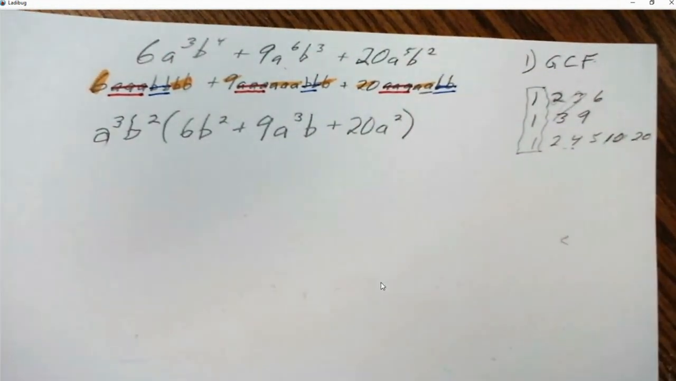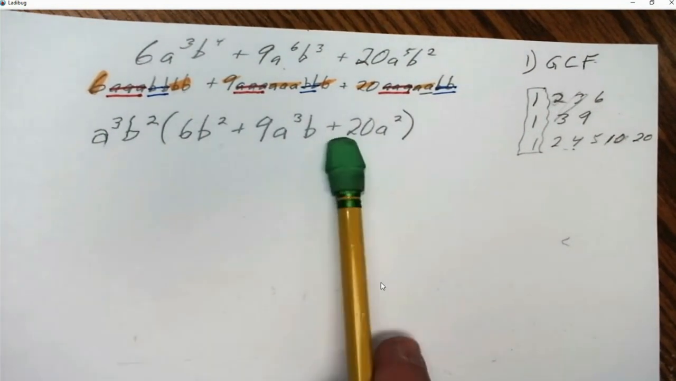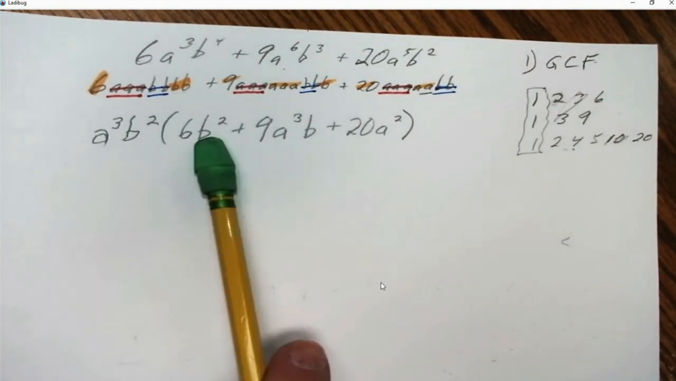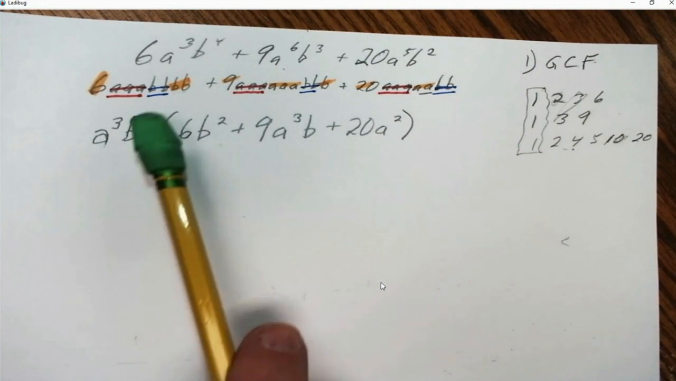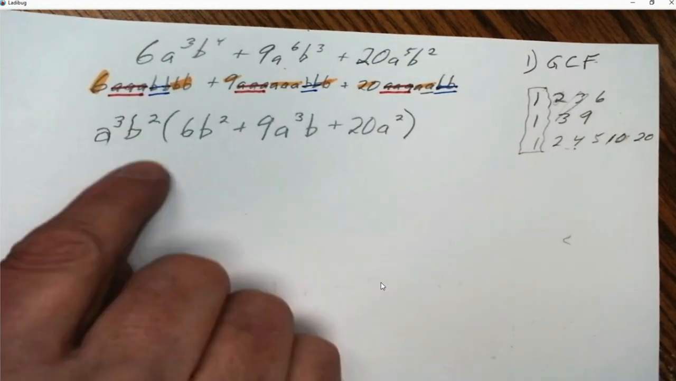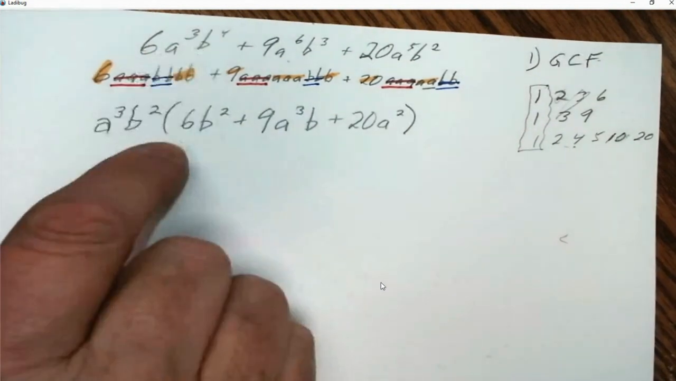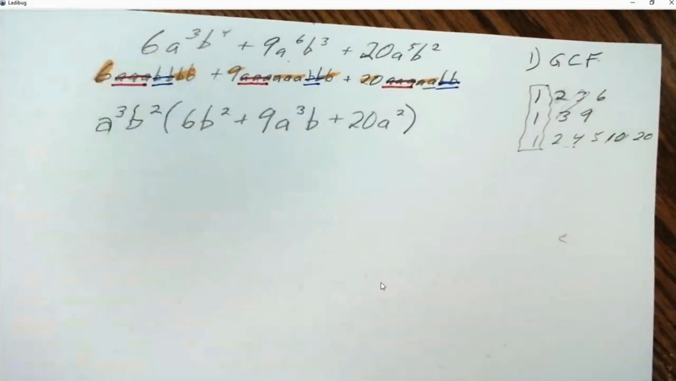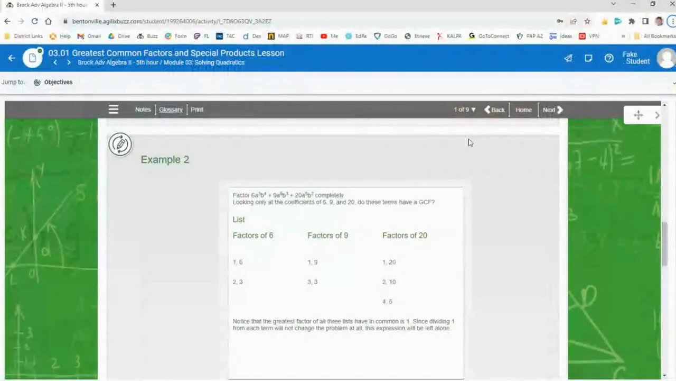You can always check that by multiplying this back in there. When you multiply 6B squared by A to the 3rd B to the 4th, you get 6A to the 3rd B to the 4th. So B squared times B squared is B to the 4th. A to the 3rd and 6. So you multiply it all back out and get the exact same thing you started with.